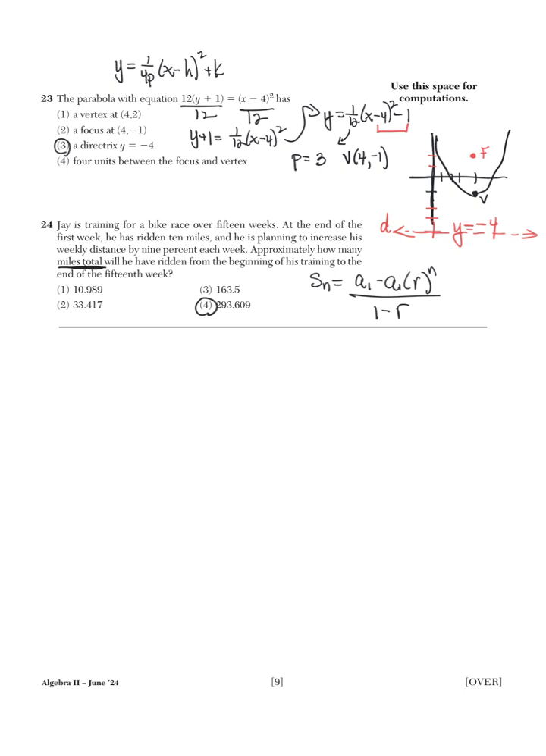So we're starting with a distance of, oh, he wrote 10 miles initially, right? 10 minus 10. And we are increasing by 9% each week. So remember, that would be 1.09. We add to 1. And then down here, I'm going to have 1 minus 1.09. And then it says approximately how many miles total will he have ridden from the beginning of his training to the end of the 15th week. So that means your n is 15. And you just put this in the calculator.